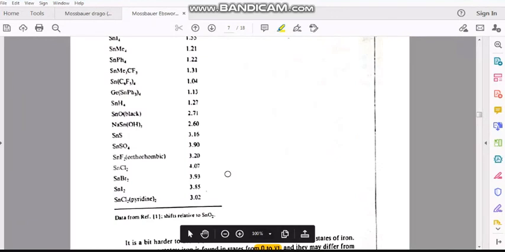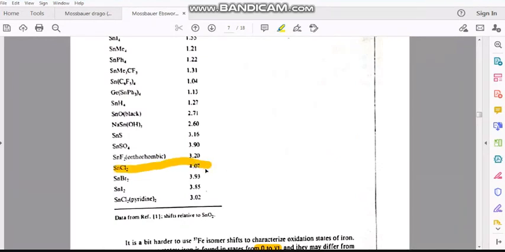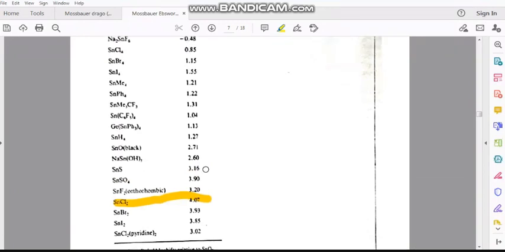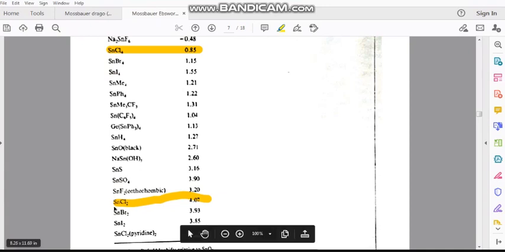For example, if you look at tin dichloride, it's 4.07. If you look at tin tetrachloride, it's 0.85. Because what did we say? In tin 4 plus there is no s electron density, so it has a negative isomer shift relative to tin 2 plus. So we have to compare with the same substituent: tin 2 plus is 4.07, and tin 4 plus, as a chloride, is 0.85.